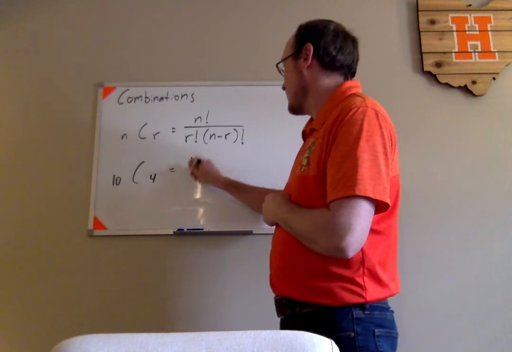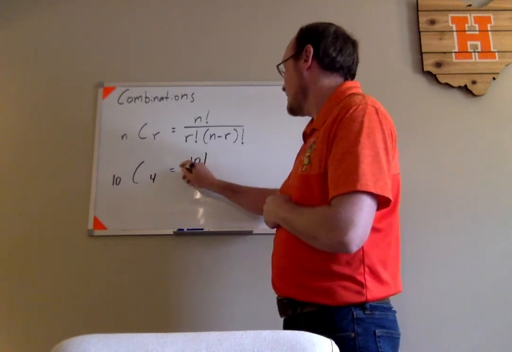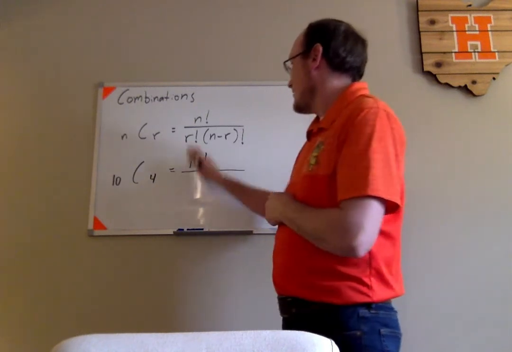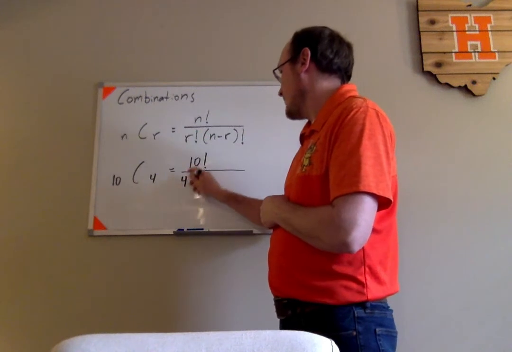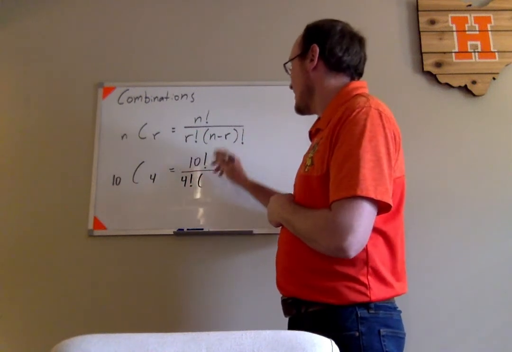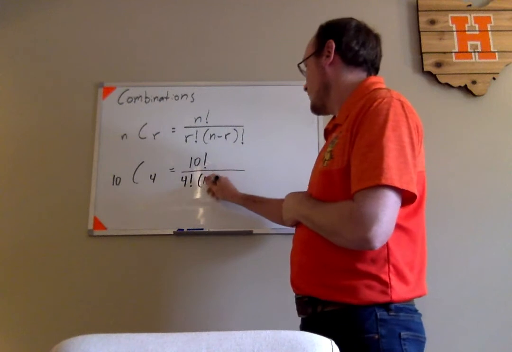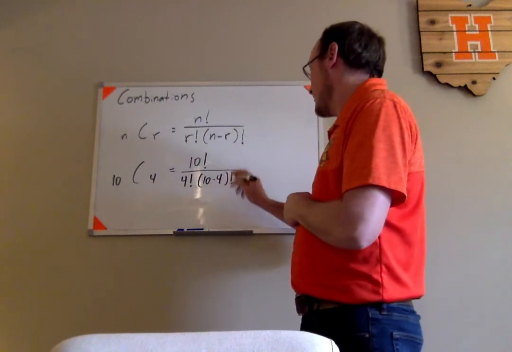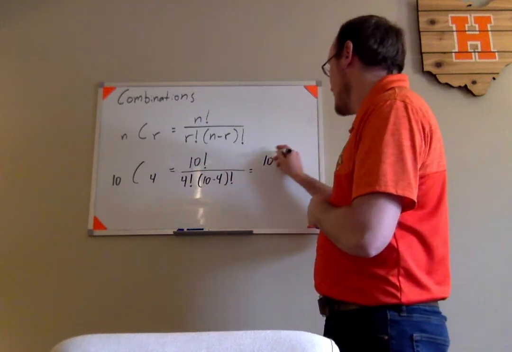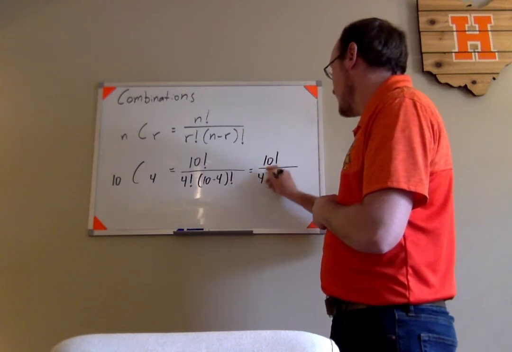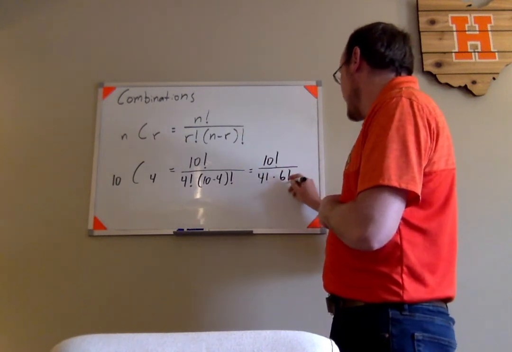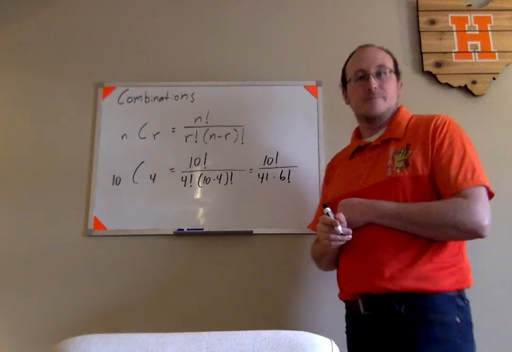We would have 10 factorial in our numerator. In our denominator, we have r factorial, so we have a 4 factorial. And then here we would have a 10 minus 4 factorial, which is actually 6 factorial. So I have 10 factorial over 4 factorial times 6 factorial in my denominator.